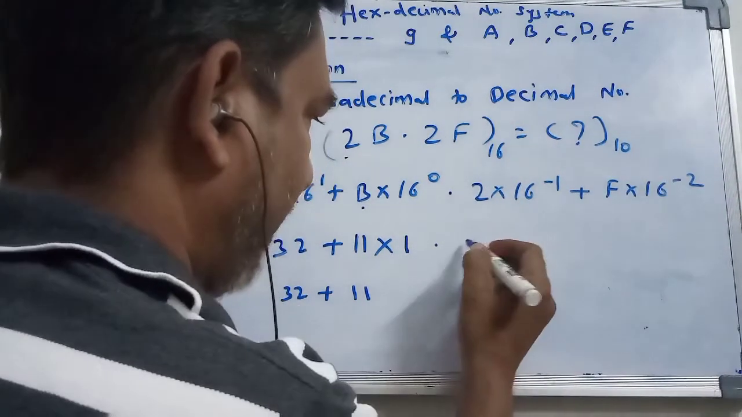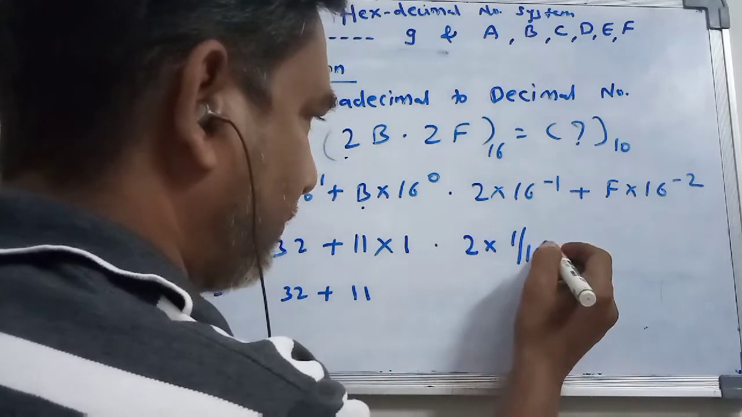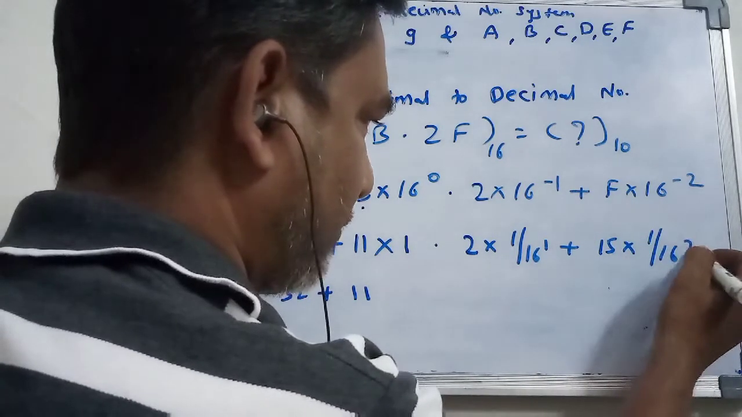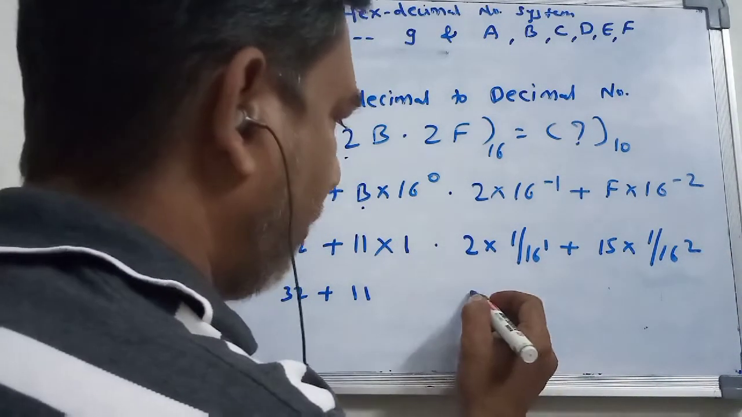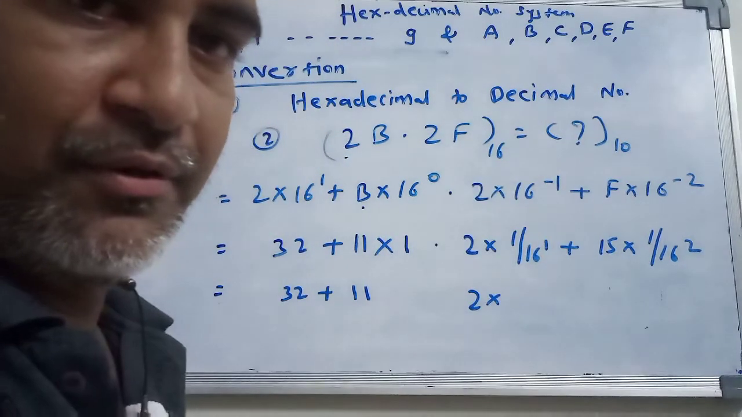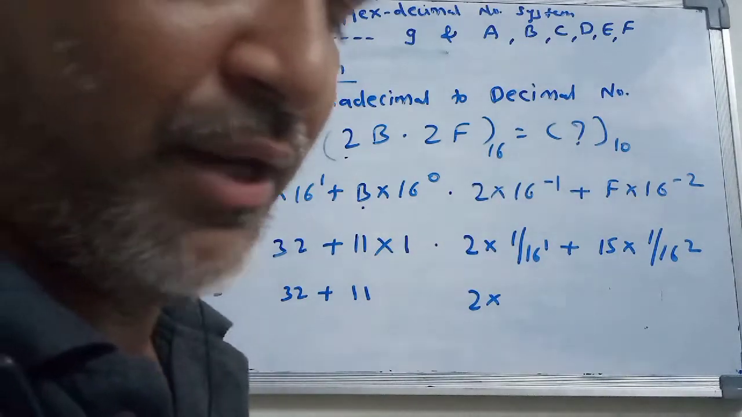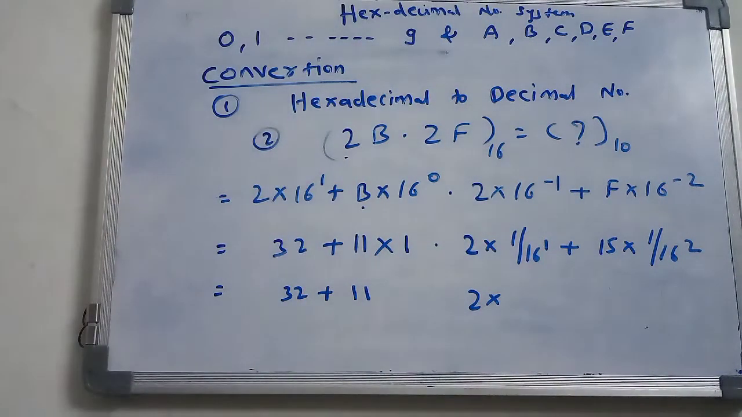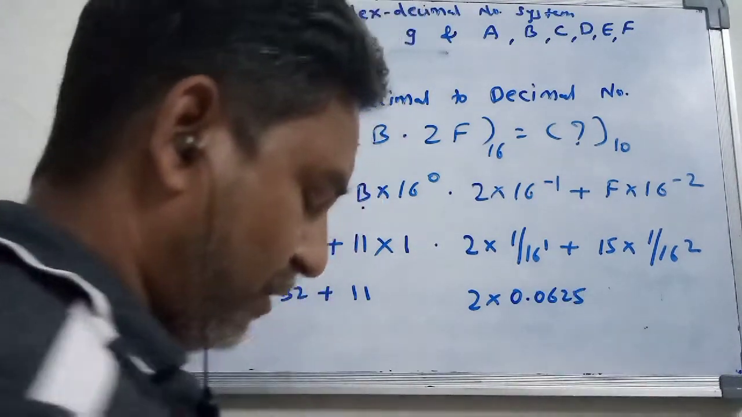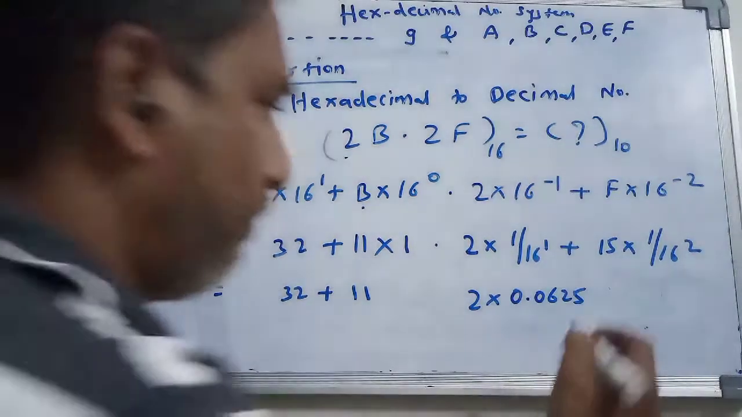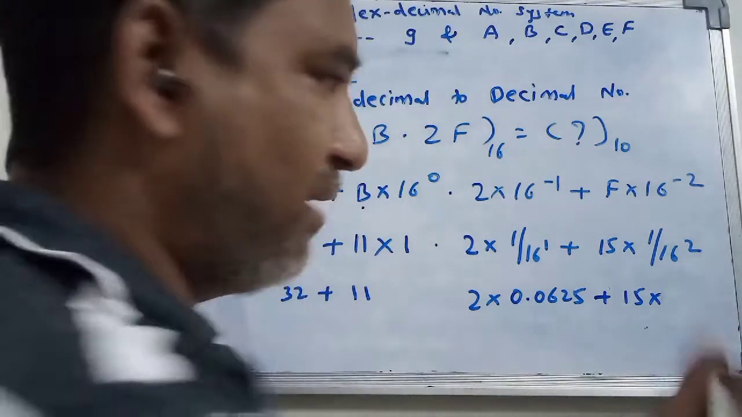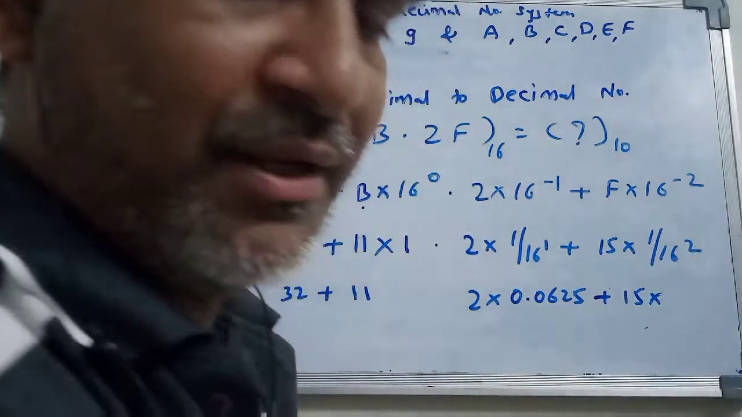Then you have to solve the fractional number. Then 2 multiplied by 1 divided by 16 raised to power 1 plus F, which is 15, multiplied by 1 divided by 16 raised to power 2. Okay, students. Now 2 into 1 divided by 16 raised to power 1. Previously, I told you that 1 divided by 16 raised to power 1 is 0.0625. Plus 15 multiplied by 1 divided by 16 raised to power 2, which is 1 divided by 256.